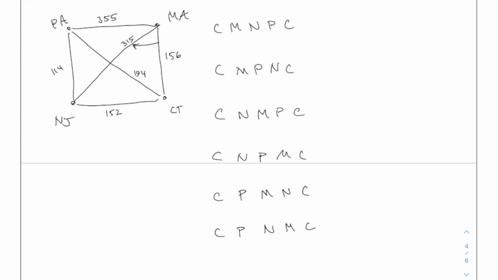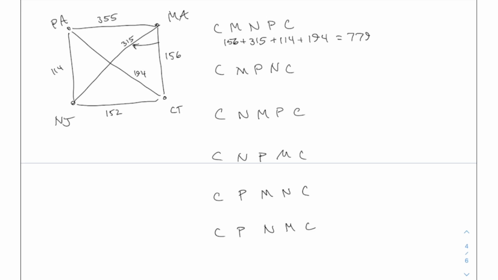So the first one, CMNPC. You have to look at these as individual edges, and there are 4 of them. C to M is 156, plus M to N, that's going down the diagonal, is 315, plus N to P is 114, plus P to C is 194. I hope you all see how I did that. You take each of those individual trips, C to M, M to N, etc., and you add them all together. This I added up on my paper. I got 779 for the total weight for that particular one. All right? And then we just got to do this for each of the other 5 of them.